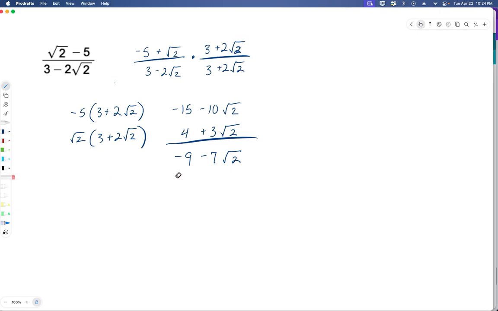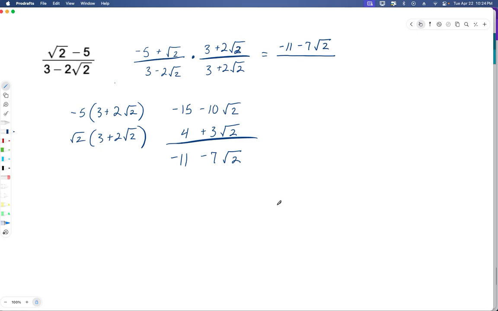Nope, it would not, would it? Because Miss Tracy can't subtract, apparently. Negative 11, sorry. All right, so negative 15 plus 4 is negative 11. So that's going to equal negative 11 minus 7 times the square root of 2 in the numerator.